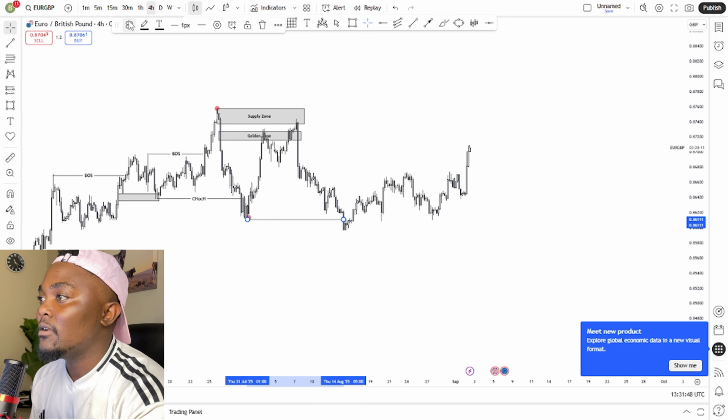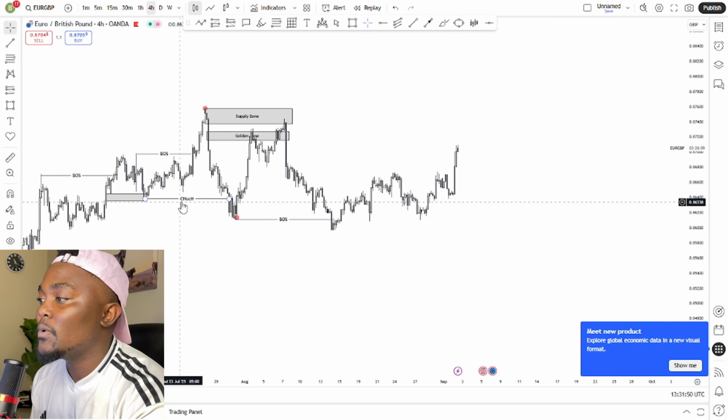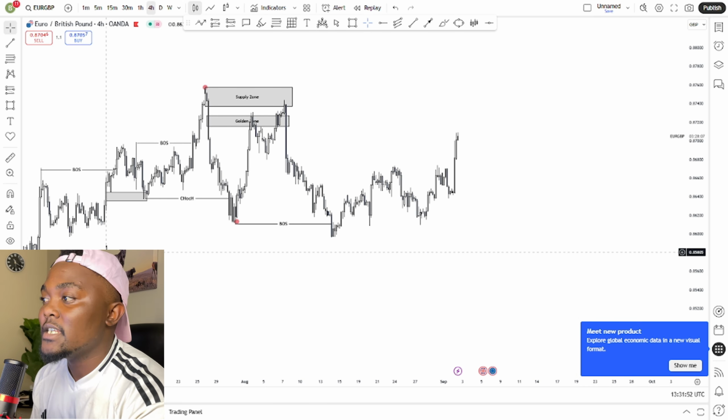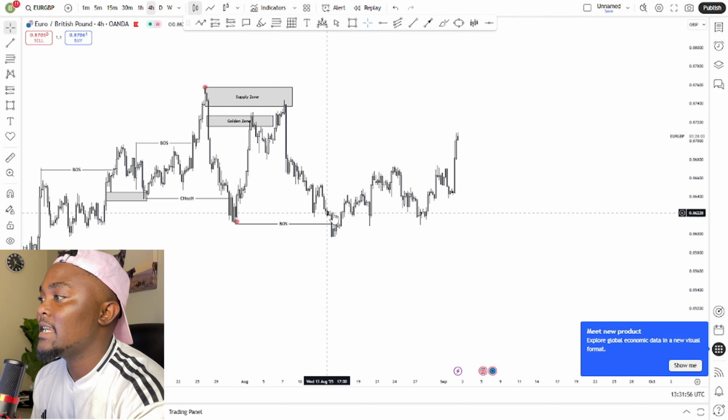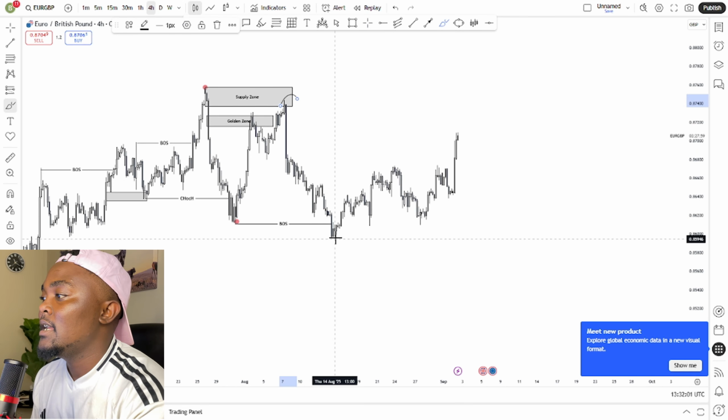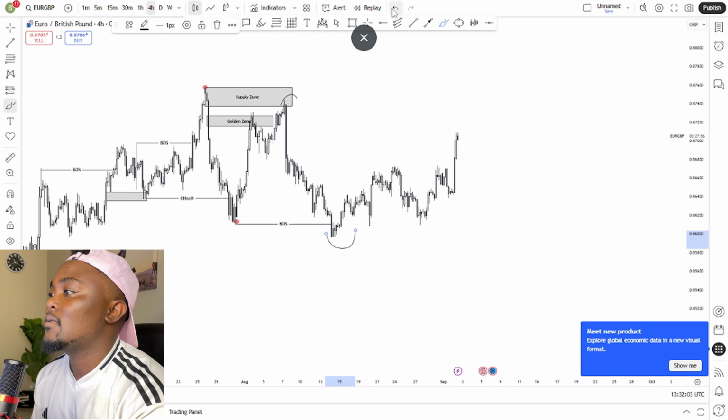Then after taking out the low, we know that we have to continue with the overall structure, for the market to drop to the downside. So I'm just gonna push this one to the side here. So now we have a new high, which is this one here. Then you have a new low, which is this one right there.